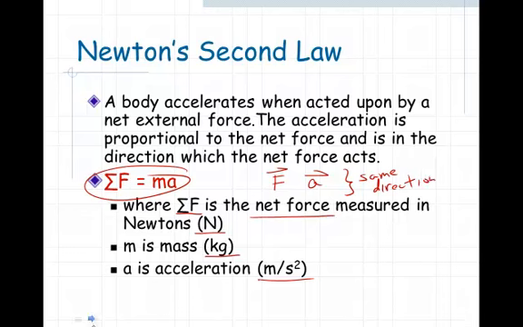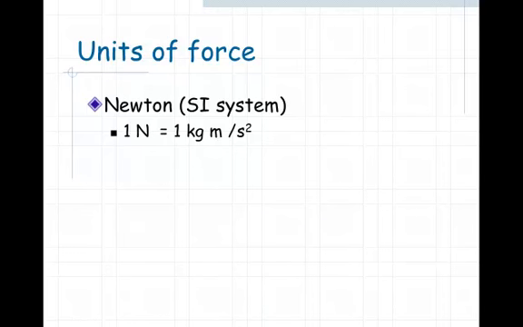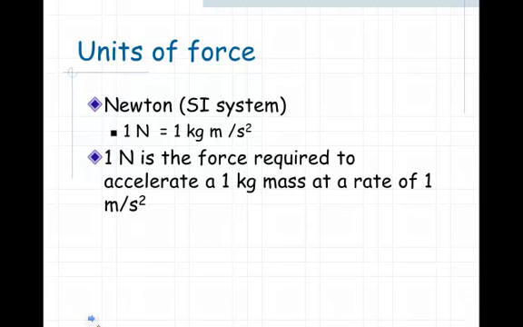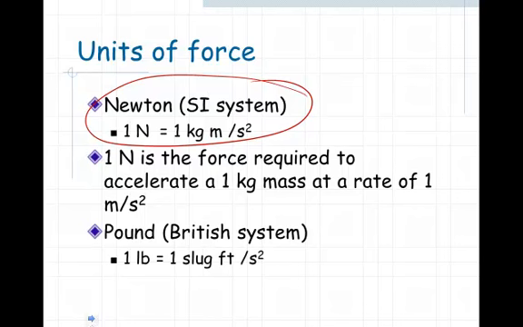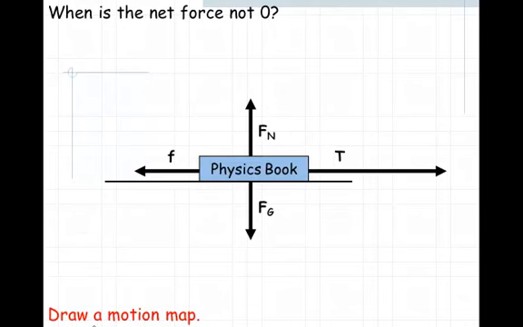Now, the Newton unit is broken down as a kilogram meter per second squared. The Newton is the force required to accelerate 1 kilogram of mass at a rate of 1 meter per second squared. And we're used to using pound, which is a British system. But in our class, we will be using the Newton. 1 pound is equal to 1 slug foot per second squared, something you do not need to know.